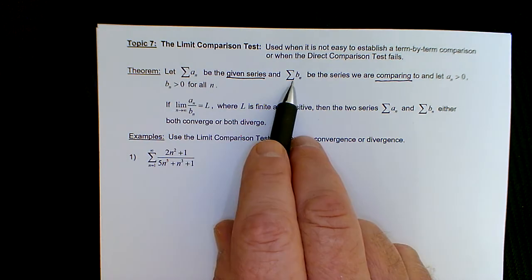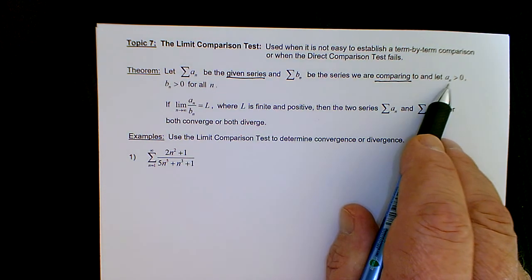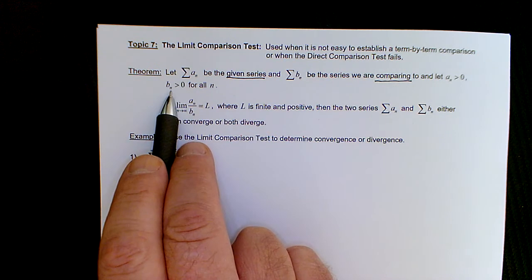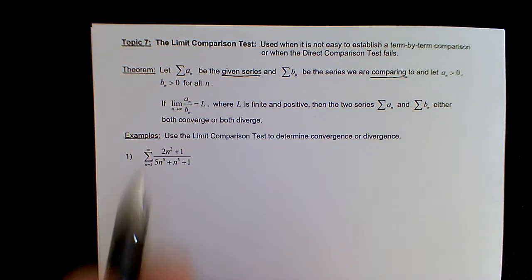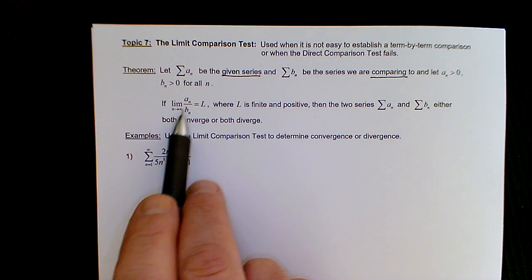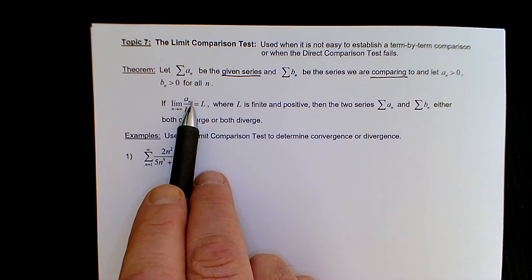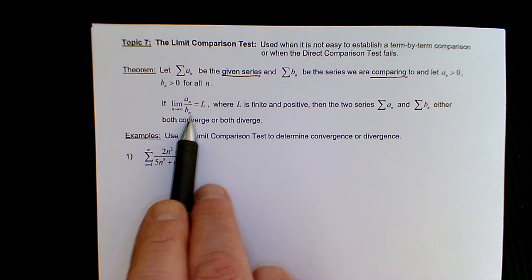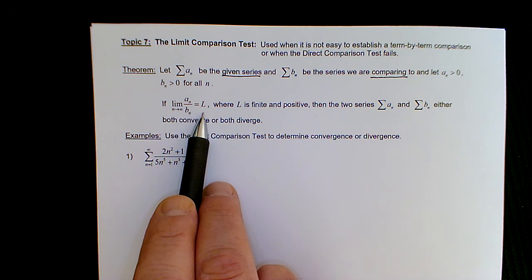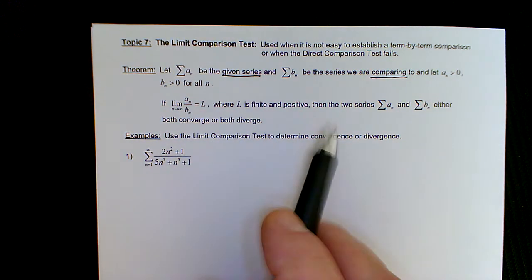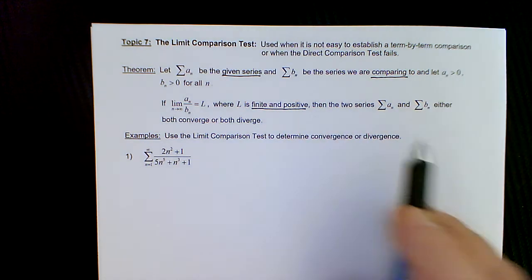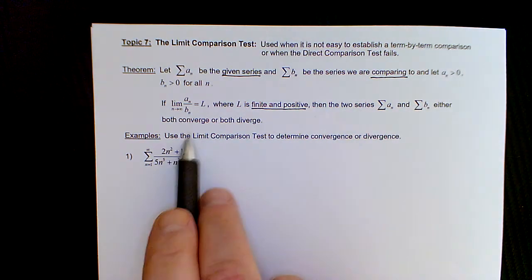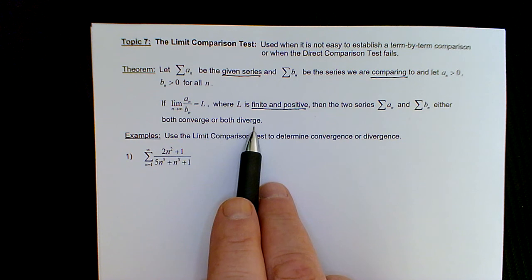So remember the distinction between these. This is referring to the sum of the series, and when we say a sub n is greater than 0 and b sub n is greater than 0 for all n, it's referring to the particular terms in the series. So the theorem just basically says to take the limit as n goes to infinity of a sub n over b sub n. And if you get some number L, which has to be finite and positive, then the two series are going to do the same thing. They're either going to both converge or both diverge.